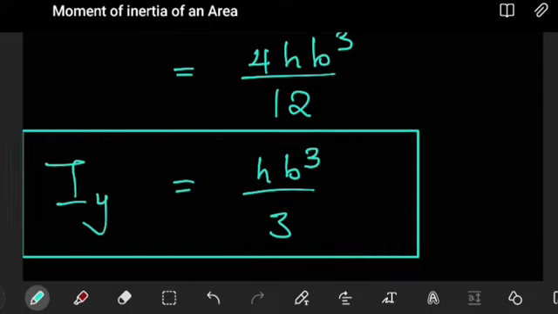A very handy method. Let's see more examples in the next tutorial as we dive more and more into moment of inertia. Perhaps we might even see what the polar moment of inertia is.